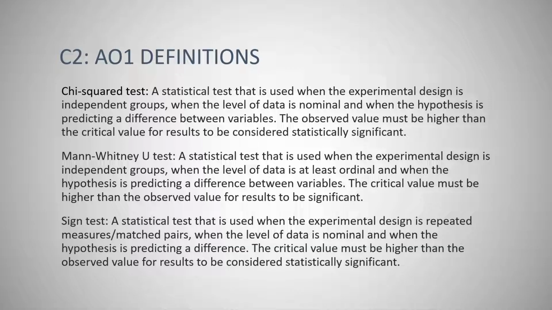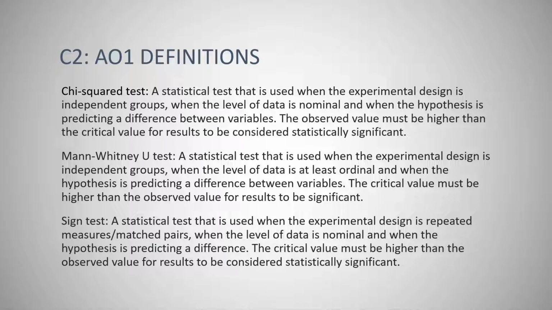So the chi-squared test is a statistical test that is used when the experimental design is independent groups, when the level of data is nominal, and when the hypothesis is predicting a difference between variables. The observed value must be higher than the critical value for results to be considered statistically significant.